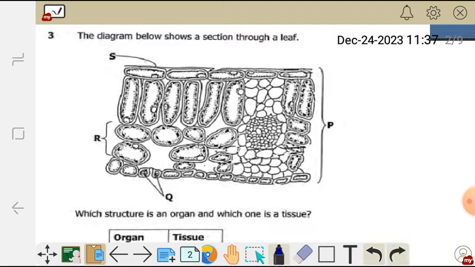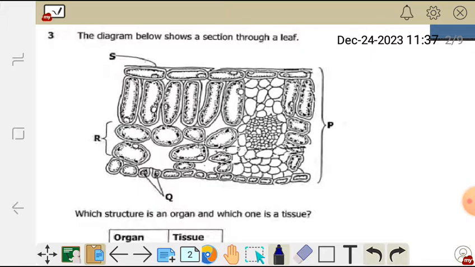We must know what an organ is and also what a tissue is. An organ is simply a group of different tissues working together. Different tissues come together to form an organ. A tissue is simply a group of similar cells performing a certain function.